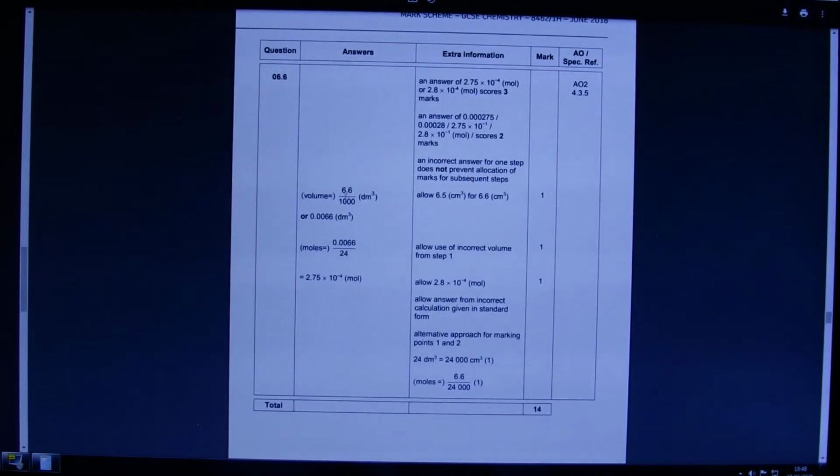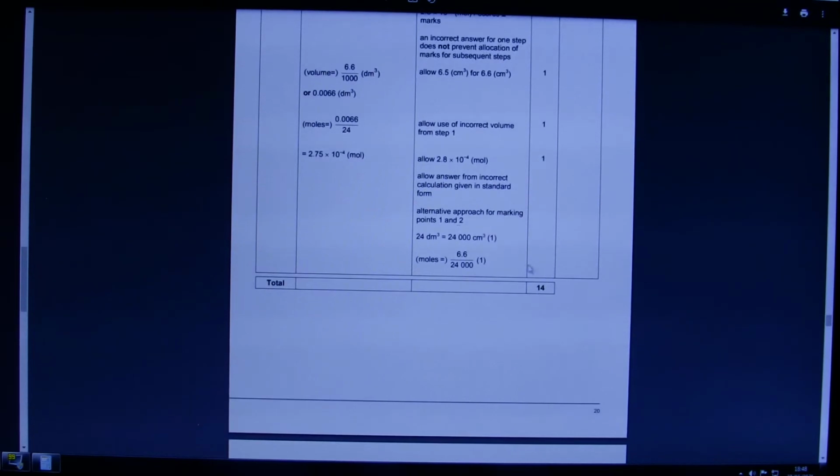Volume 6.6 over 1,000 litres. Moles is that divided by 24, which is 2.75 times 10 to the negative 4, which I hope is what I said. Allow 2.8, just putting it to two sig figs. Alternative approach, convert the 24 cubic decimetre to 24,000 cubic centimetres. Yeah, then divide. It's the exact same calculations in a different sequence that ends at the same place.